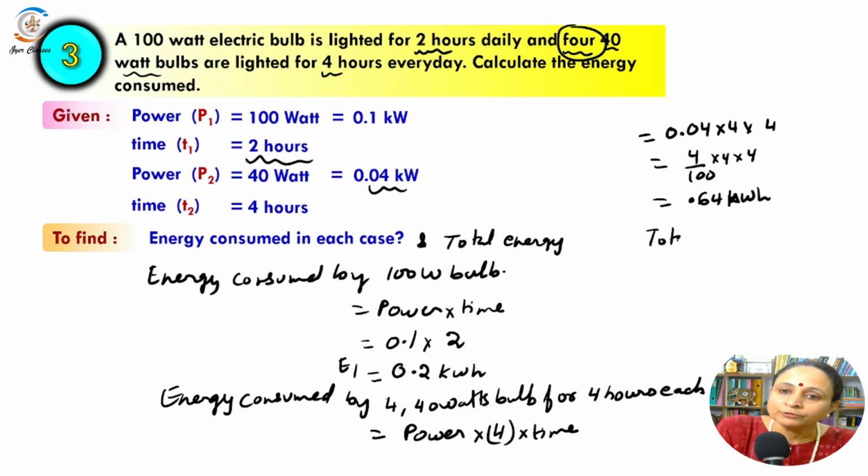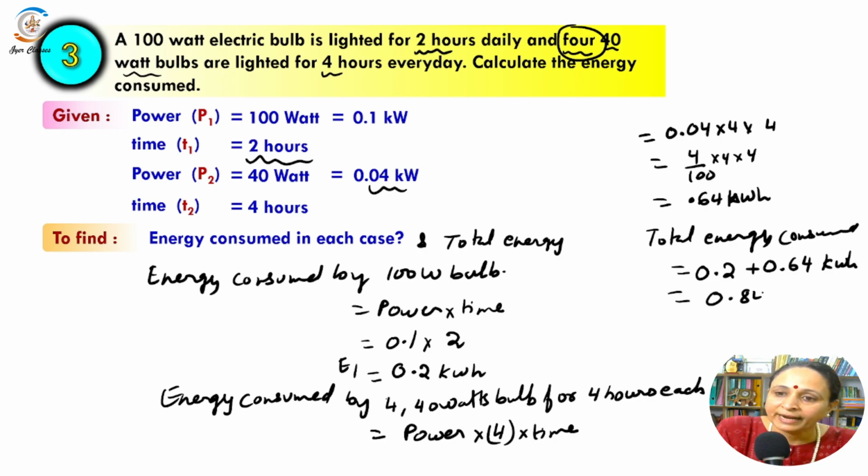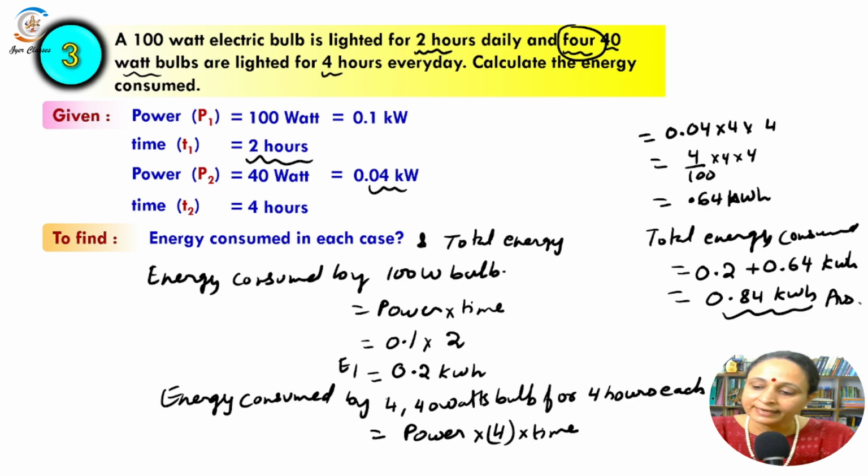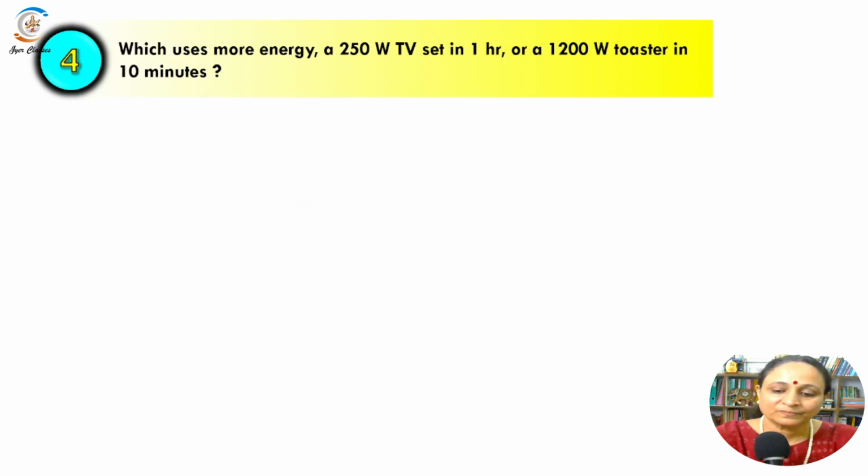So what about the total energy consumed? So the total energy which will be consumed, that is equal to 0.2 plus 0.64 kilowatt hour. So that is equal to 0.84 kilowatt hour, and that is our answer. Done and dusted. Okay, let's move on to the next question, right? Yeah, easy question. Which consumes more energy?